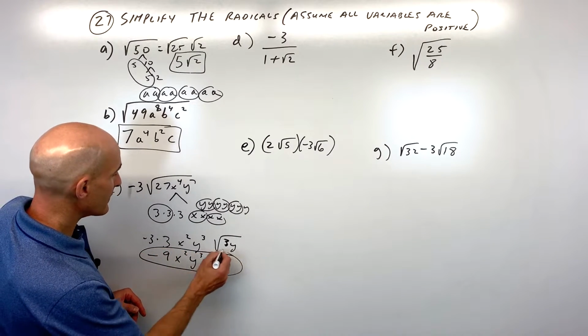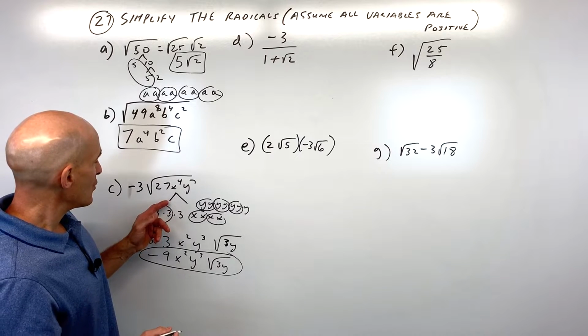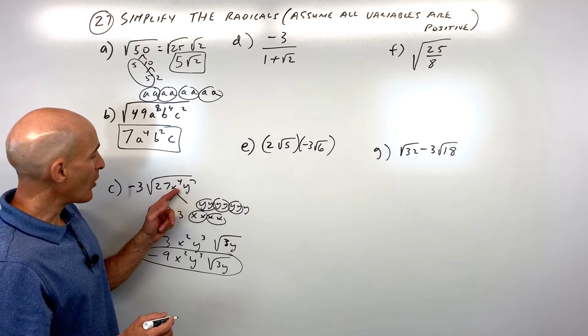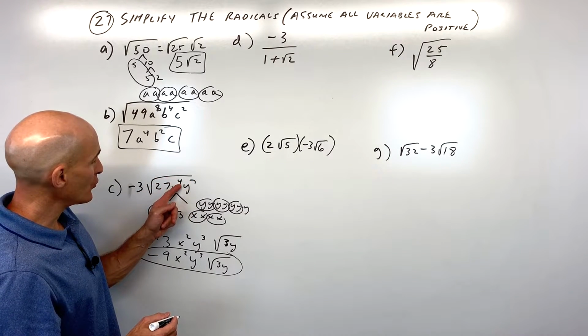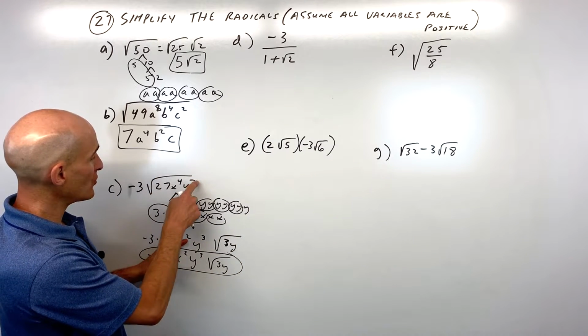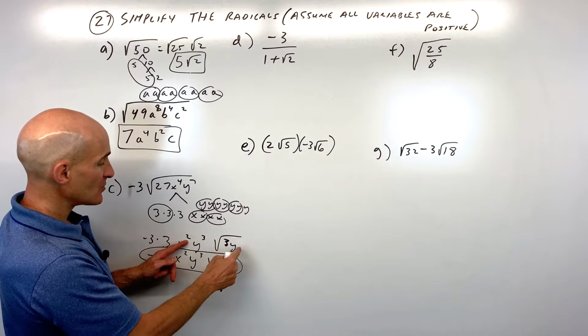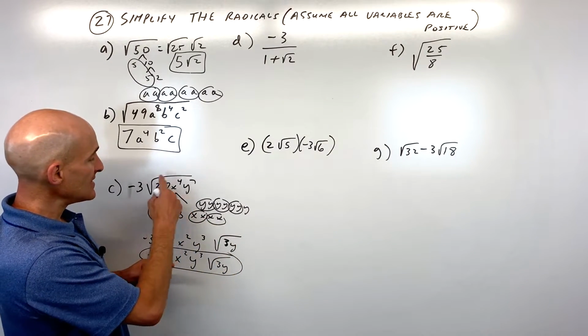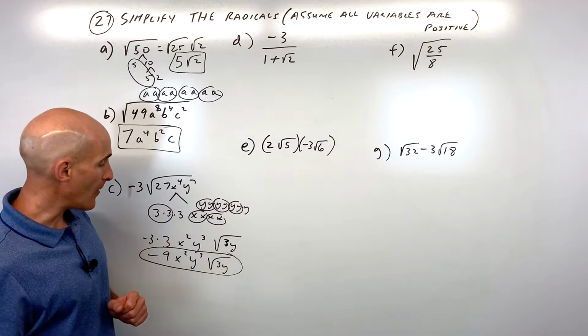Now another way of looking at this, especially with the variables to a power, what I like to do is say, how many times does 2 go into 4? It goes in 2 times with none left over. How many times does 2 go into 7? 3 times with 1 left over. So that's an easier way of doing it instead of expanding it all out.